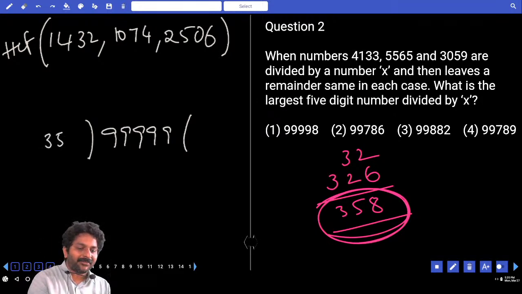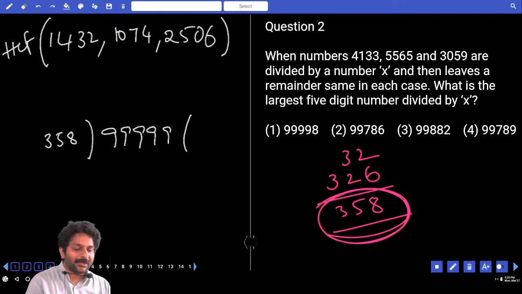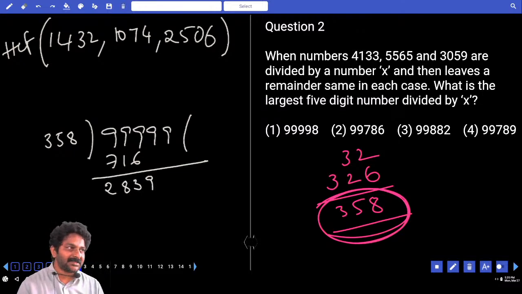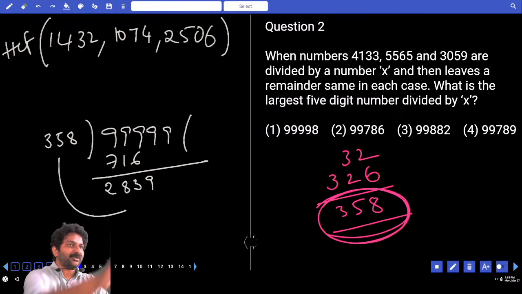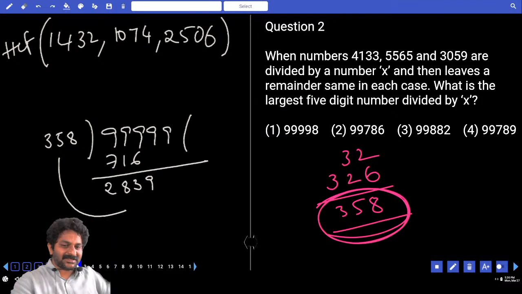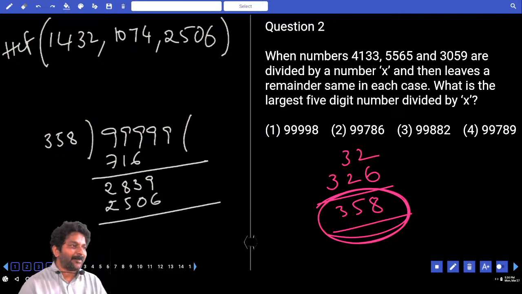So now let me verify, is 99999 a multiple of 358 or not? 2 times 358 is 716, leftover number 283, and how much is drawn? 9. Yes? Now 358 how many times? You don't have to verify it. Check your original numbers. 2506, that is a multiple only. Come on, subtract that. 3, 3, 3, 9.